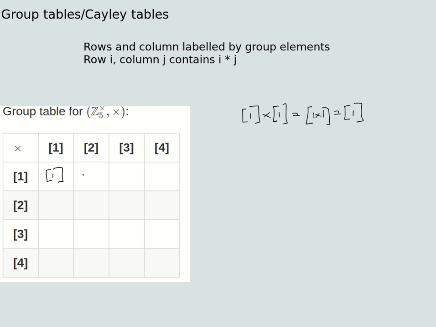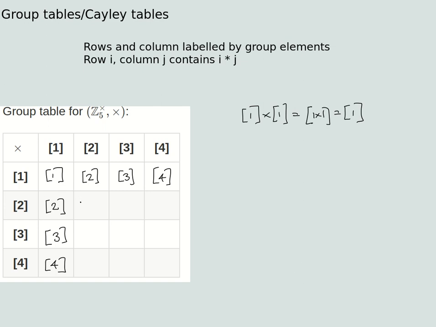And of course the first row is just going to look like here we will have the class of 2, and here we will have the class of 3, and here we will have the class of 4. And the reason for that is the class of 1 is the identity element in this group. If you multiply the class of 1 by the class of whatever, you don't change that, because 1 times any number is just the same number again. So in the first row and in the first column, we will have 2, 3, and 4, just like this.